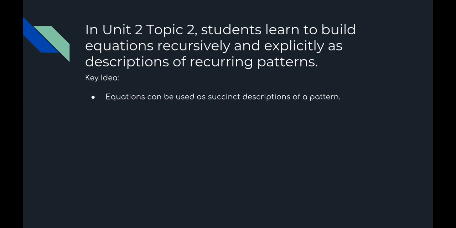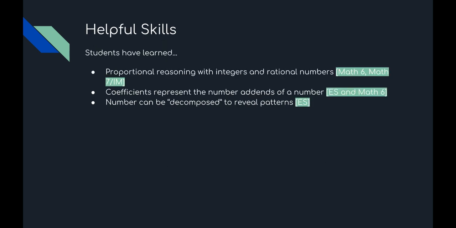In Unit 2, Topic 2, students learn to build equations recursively and explicitly as descriptions of recurring patterns. The key ideas include that equations can be used as succinct descriptions of a pattern. Some of the helpful skills students have already learned include proportional reasoning with integers and rational numbers. This is done in Math 6, Math 7, and IM.